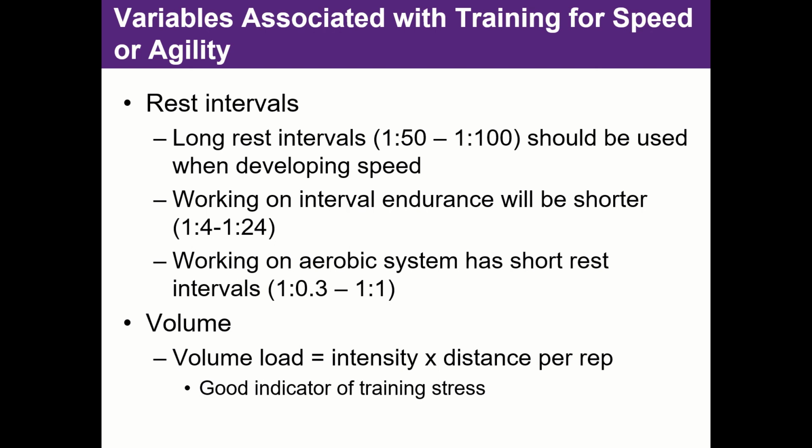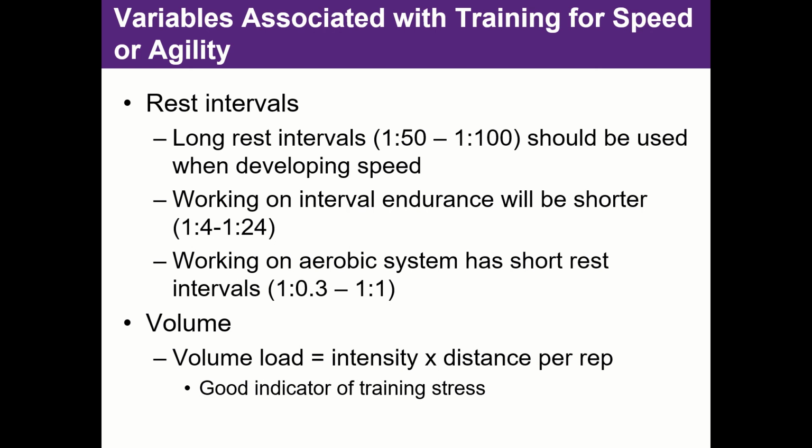If we're working on more speed endurance, then we're going to shorten the work-rest ratio, from 1 to 50 down to between 1 to 4 and 1 to 24. And then if we're working on the aerobic system, between 1 to 0.3 or 1 to 1. Usually 1 to 1 is pretty easy to do. I don't know why they went 0.3 here. 0.5 is pretty easy to calculate, so oftentimes people will do that. So usually for the aerobic system, it's 1 to 0.5 or 1 to 1 work to rest.